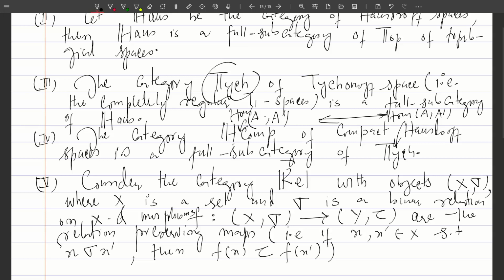So now we know what this category is. The objects here are these pairs (X, sigma), where X is any set and sigma is a binary relation on X, and the morphisms between objects are the relation preserving maps.